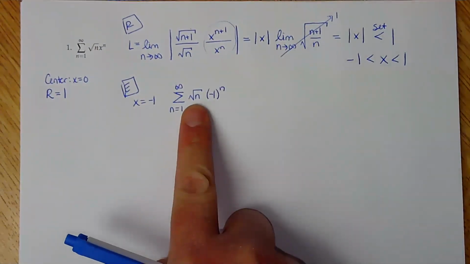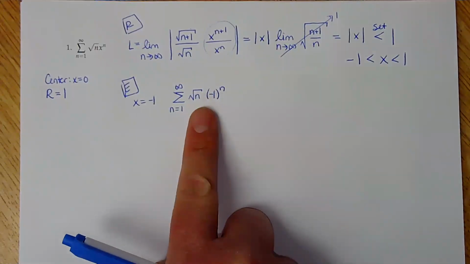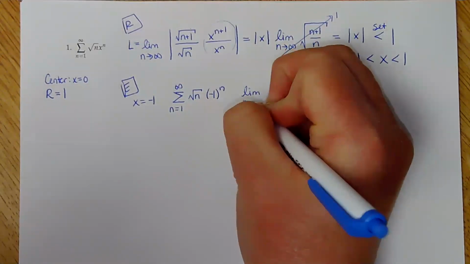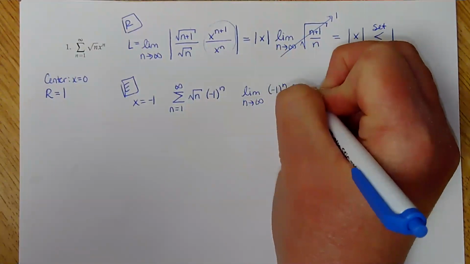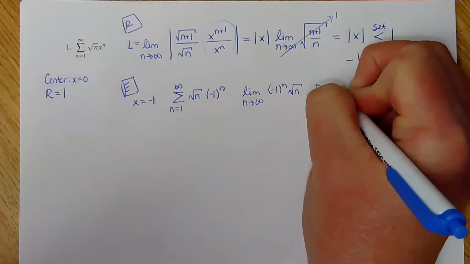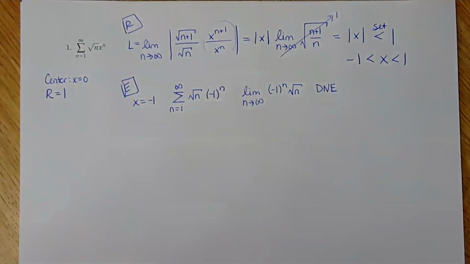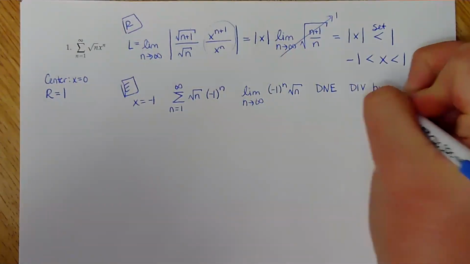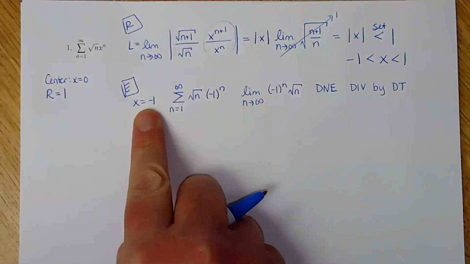And I think about the limit of root n, that's just going to infinity. So I know the limit is going to fail. So this thing diverges. I'm going to apply the divergence test here. So I'll take the limit as n goes to infinity of -1 to the n root n, and that does not exist. It's going negative, positive, infinity, back and forth. So this diverges by the divergence test. Okay, so I'm not going to include this -1 endpoint.